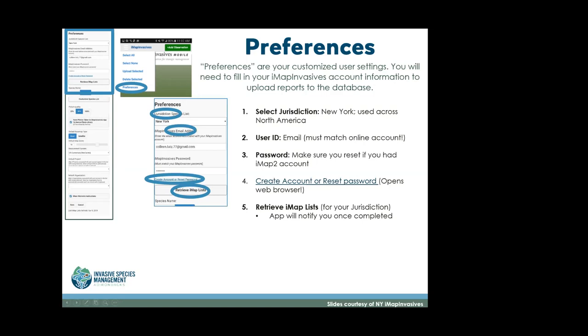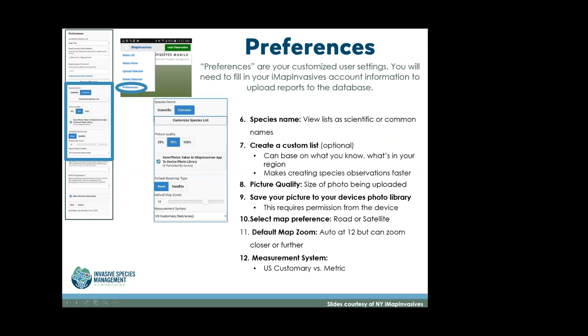Okay, so next we're gonna keep scrolling down. You should have an option where you can display species names either scientifically or using the common name. So you can toggle on one or even both of those options. As you toggle them on, they will turn blue. I like to use the common names.